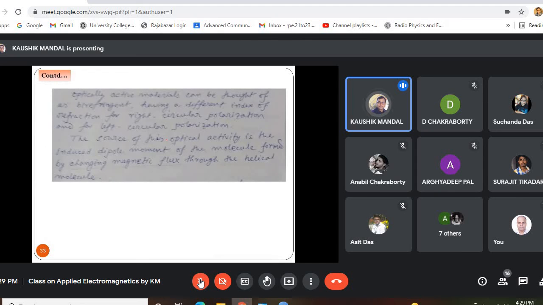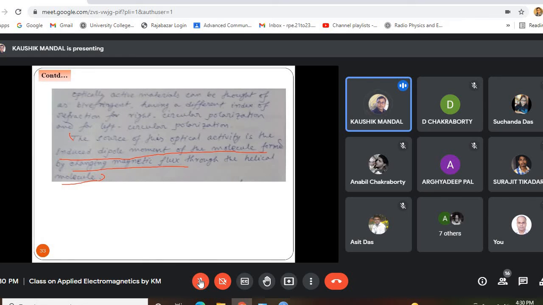So the source of this optical activity is basically the induced dipole moment in the molecule, and this induced dipole moment is due to the changing magnetic flux through the helical molecular structure. That is the source of optical activity.